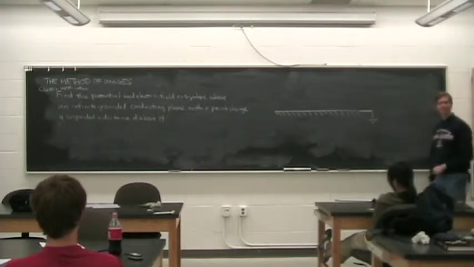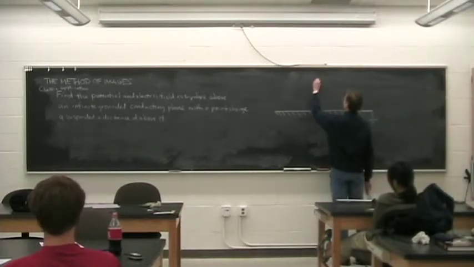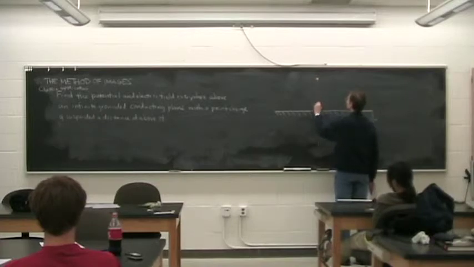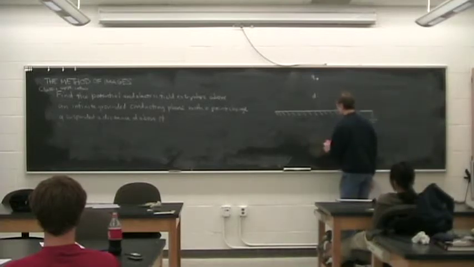So that's the ground symbol like that. That's the symbol we use to say that something's been grounded. And here's our point charge Q, and it's a distance d above the plane.